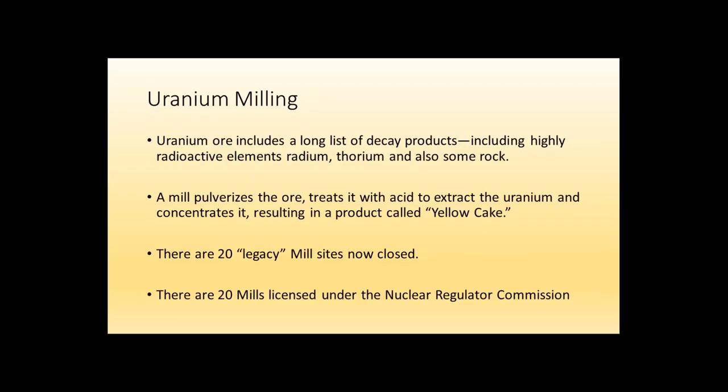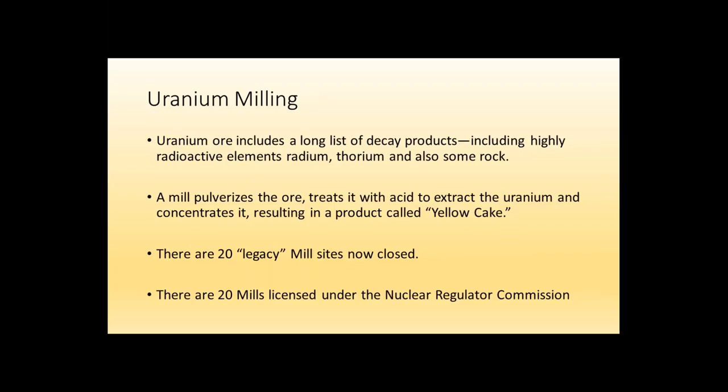Uranium mining is the first step, and then uranium milling. Uranium mills take the ore from the mines, and the uranium itself decays over many decades, forming more radioactive elements, which are actually longer lasting. So uranium is dangerous for a long time.